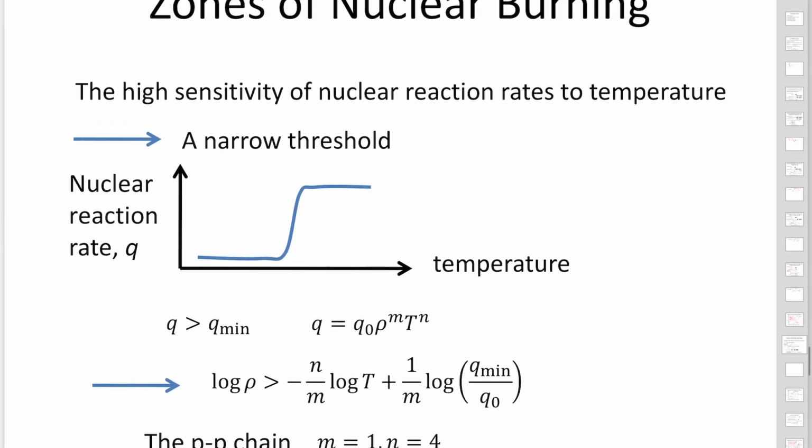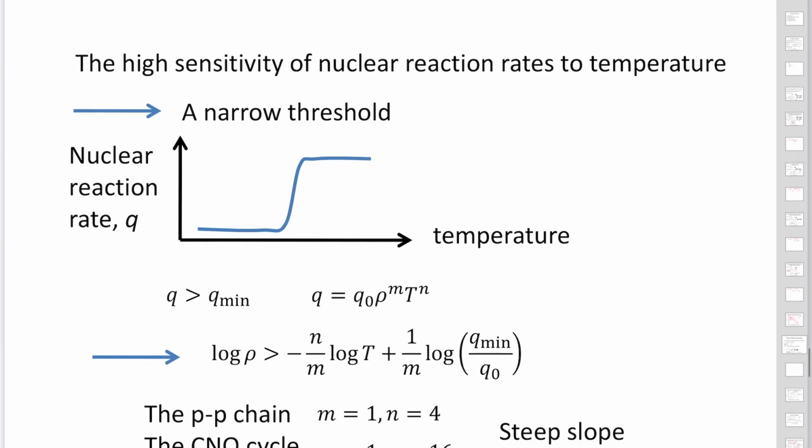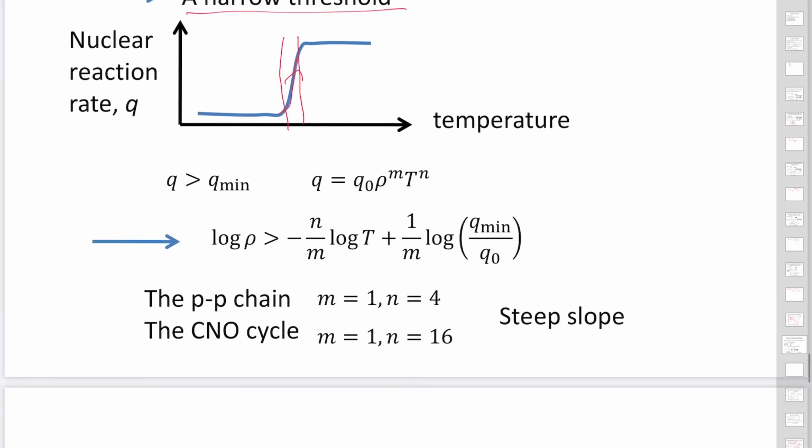Okay. Then the zone of nuclear burning. The nuclear reaction rate is highly sensitive to the temperature. So if you increase the temperature, the nuclear reaction rate suddenly increases. So you can find a very narrow threshold. When Q is the nuclear reaction rate, expressed as a function of the density and temperature, and this nuclear reaction rate is larger than some critical value Q_mean, we could say nuclear burning is starting.